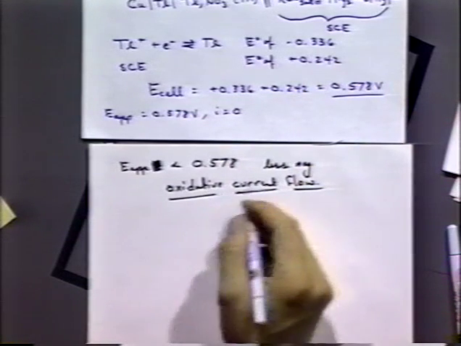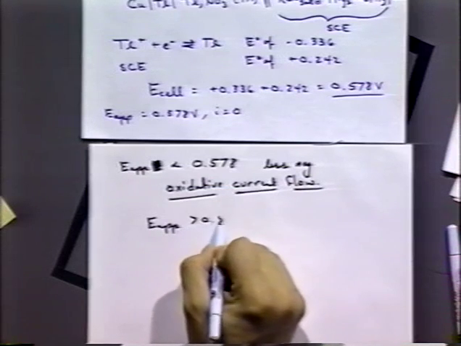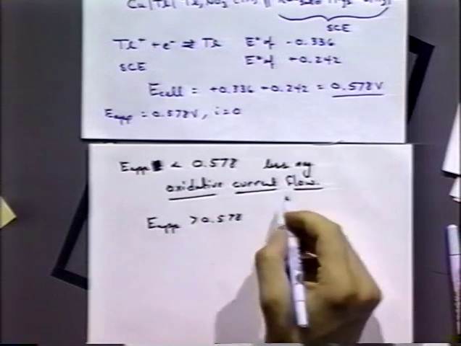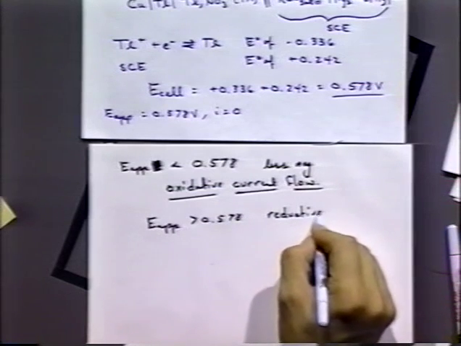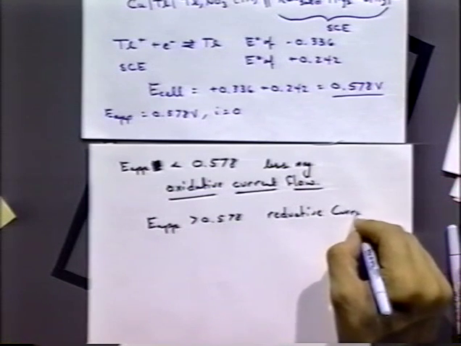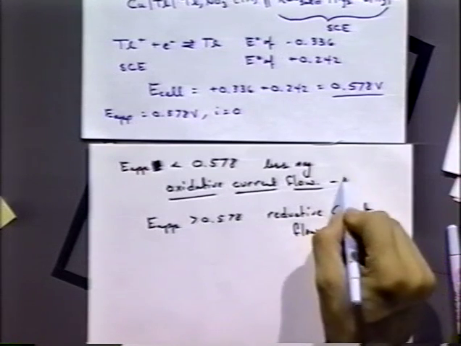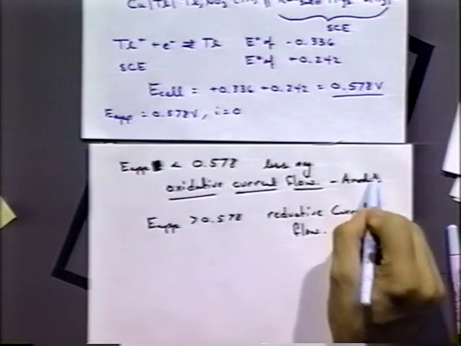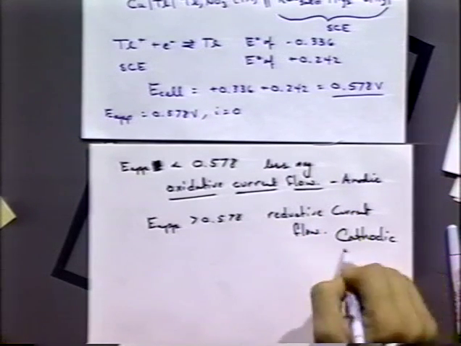In fact, that's true. And if E applied is greater than 0.578, now we can get a reductive current flow. And this would be anodic, so-called anodic current. This would be a cathodic current flow.